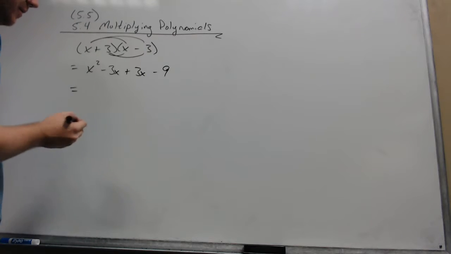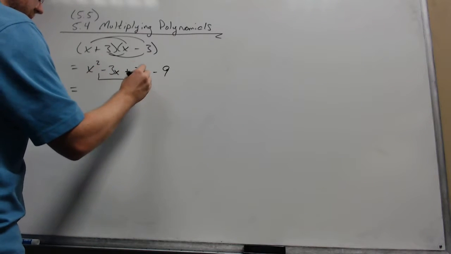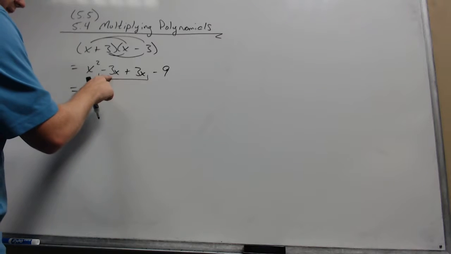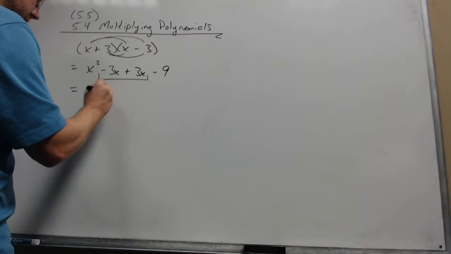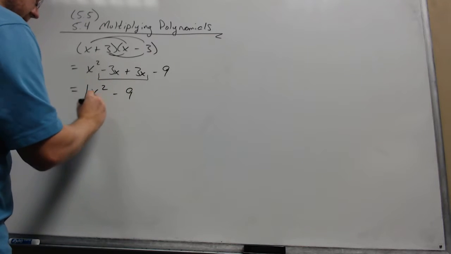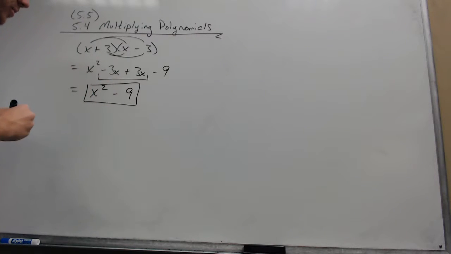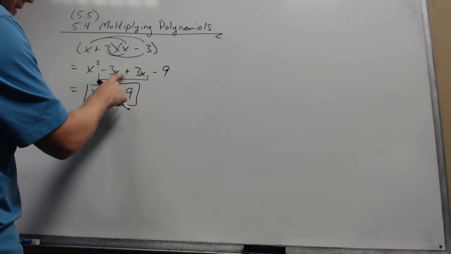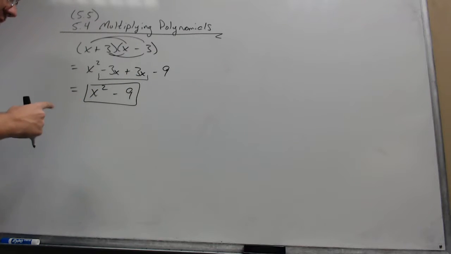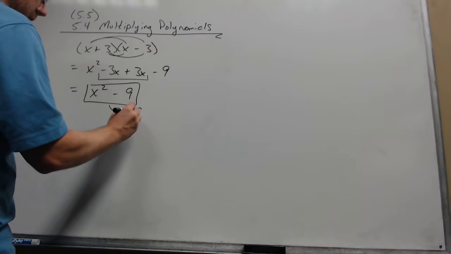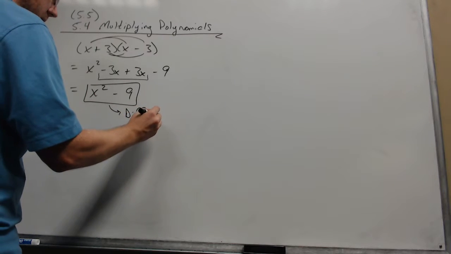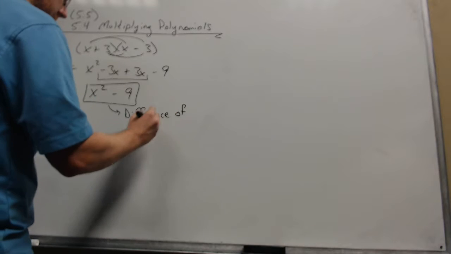Why this is considered special is because these 2 middle terms in this case, negative 3x and positive 3x, they cancel out. We end up with x squared minus 9. That did not change our process at all. It was just a nice situation where those middle terms canceled out. And when those middle terms cancel out, this has a name. It's called a difference of squares.